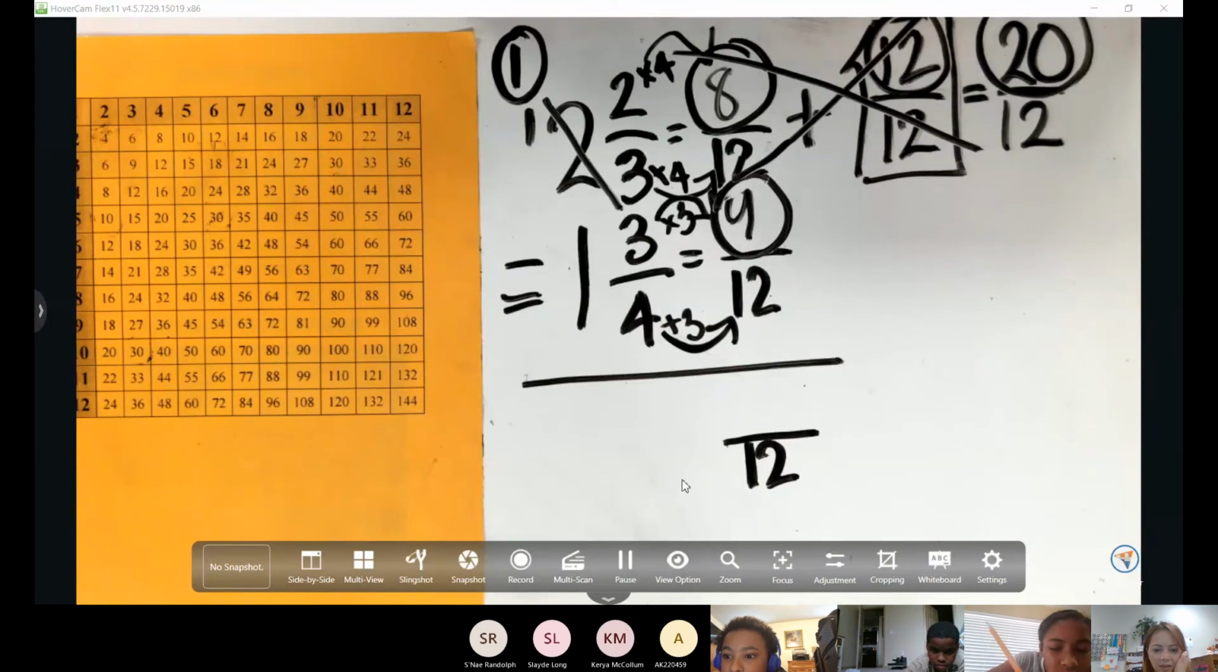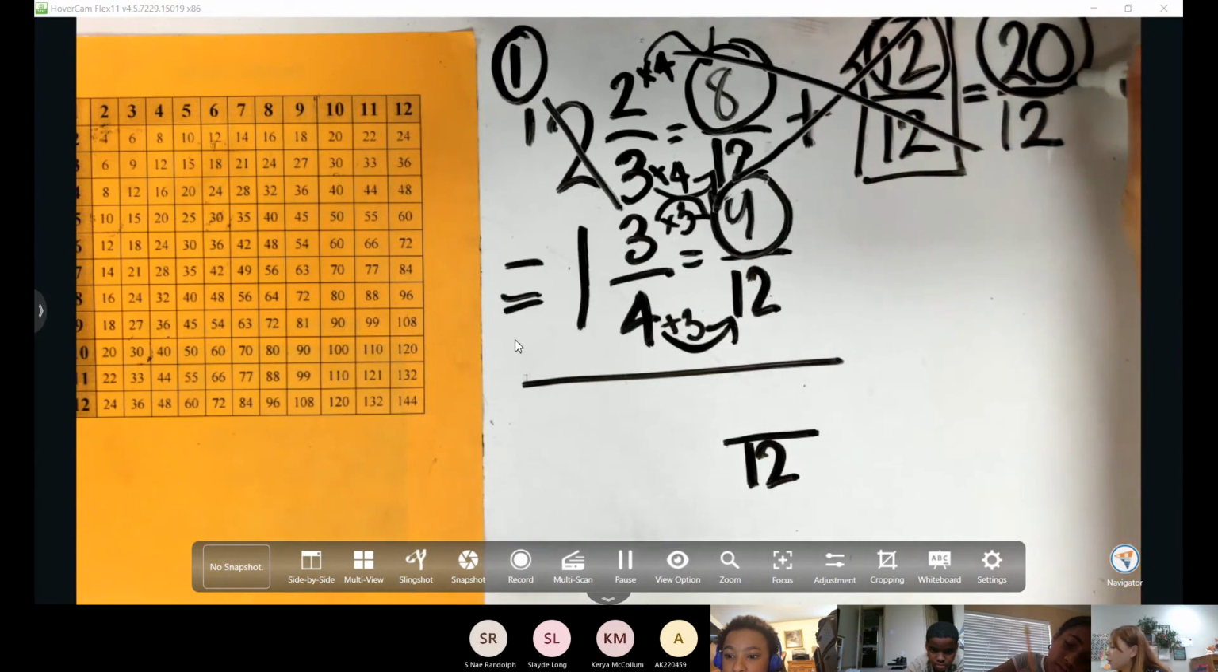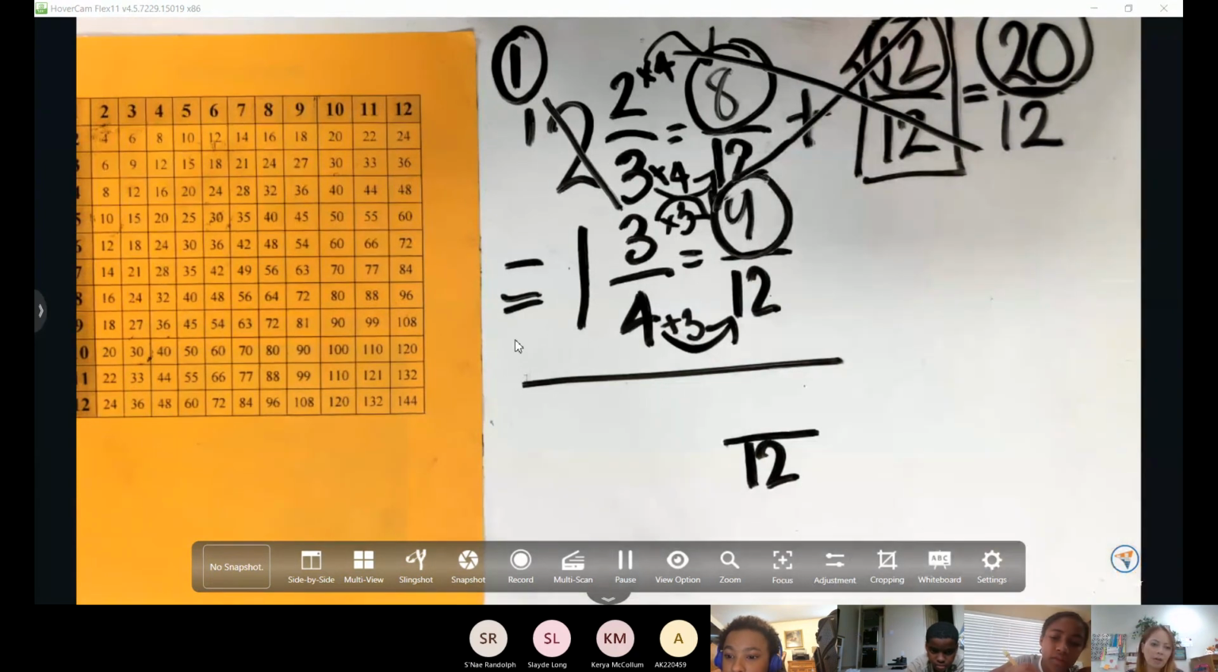Okay. It's all right. Okay, so now what is 12 minus 9? So now all we have to do is just take this numerator and we're going to subtract it by that numerator. So let me see. Jeremiah, what is 20 minus 9, sweetie?